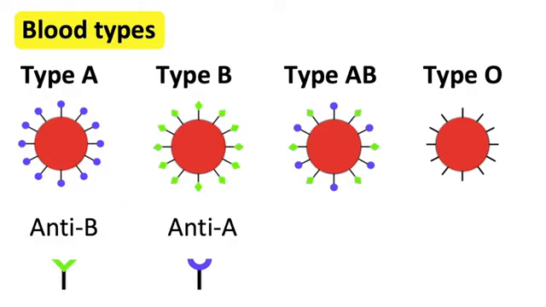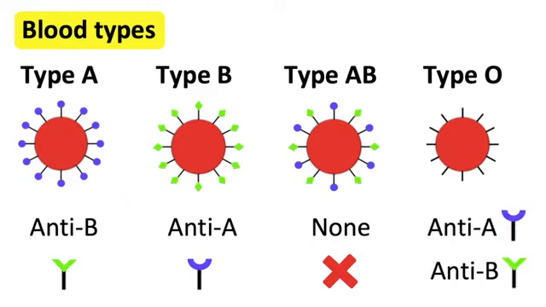Blood group AB has A and B antigens and no antibodies. Type O blood group has no antigens. This group has anti-A and anti-B antibodies. So white blood cells will attack A and B cells if they enter the body.